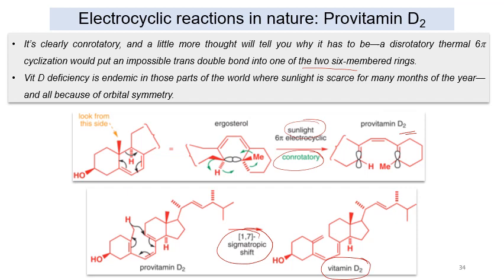Now, because the formation of provitamin D2 is a photochemical process, vitamin D2 cannot be generated unless you have provitamin D2. So in countries where there is not much sunlight, normally people have vitamin D deficiency because provitamin D2 cannot be synthesized from this particular conrotatory 6 pi electrocyclic ring opening procedure.